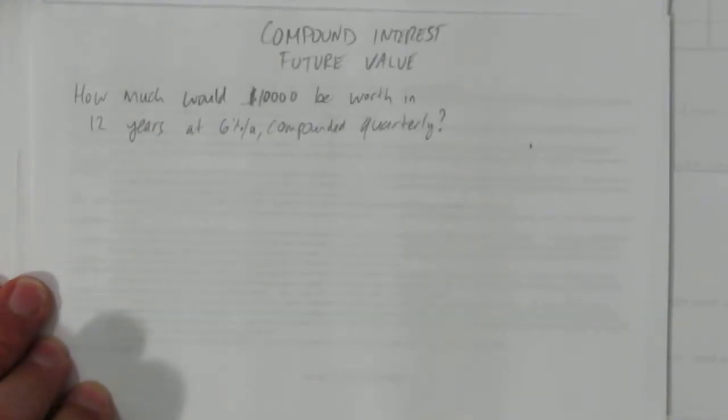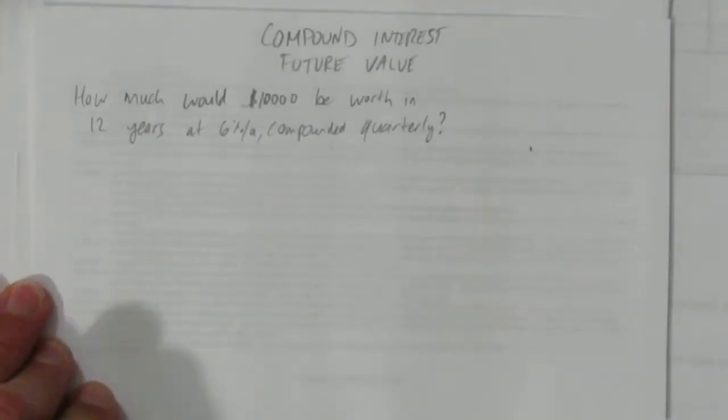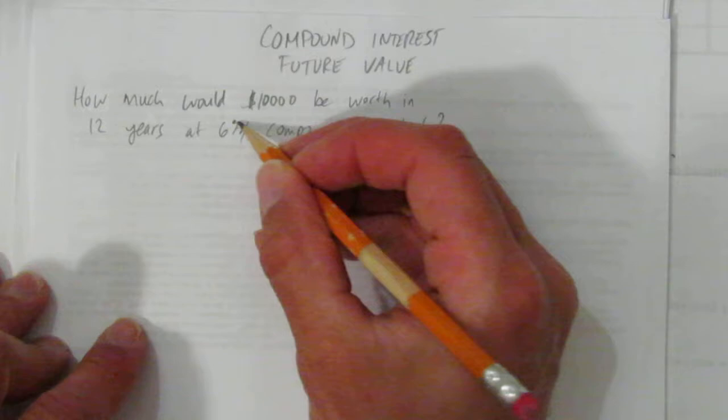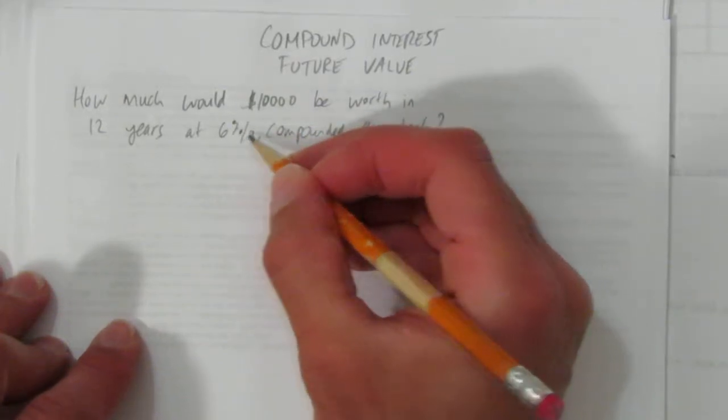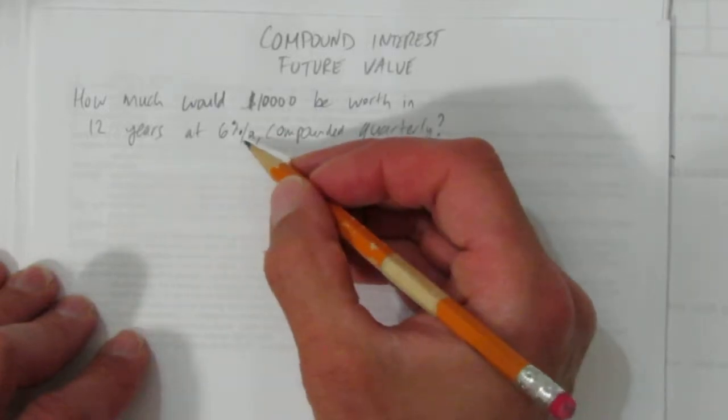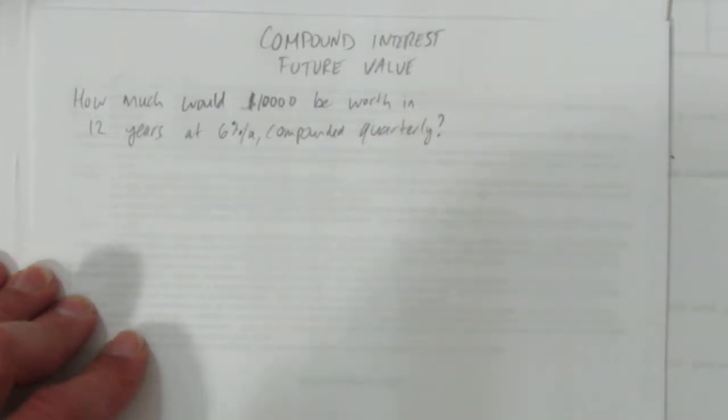Let's look at compound interest, future value. In this problem, we're asked how much would $10,000 be worth in 12 years at 6% slash A, that's 6% per annum, which is per year, Latin for year. So 12 years at 6% per year, compounded quarterly.